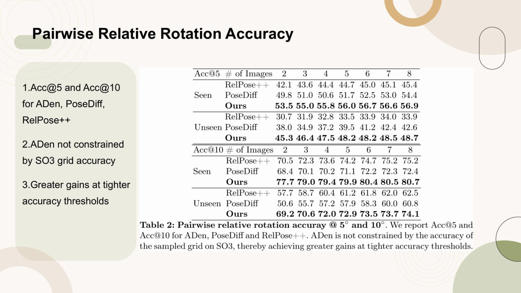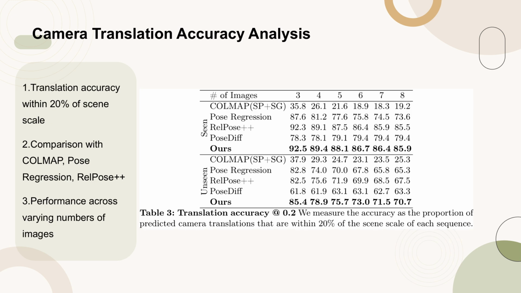Table 3 presents the translation accuracy of camera predictions, specifically focusing on the proportion of translations that fall within 20% of the scene scale for each sequence. This table compares the performance of ADen against several baseline methods, including COLMAP, pose regression, and RelPose++. The data is organized to show how the accuracy varies with different numbers of input images, highlighting ADen's superior performance in maintaining precise camera translation estimates across various scenarios.